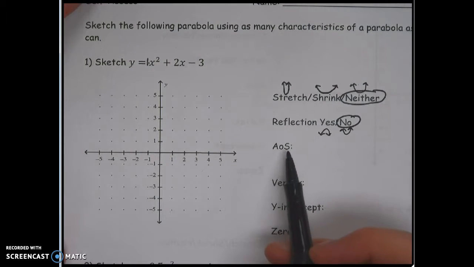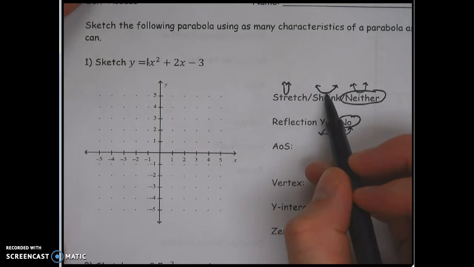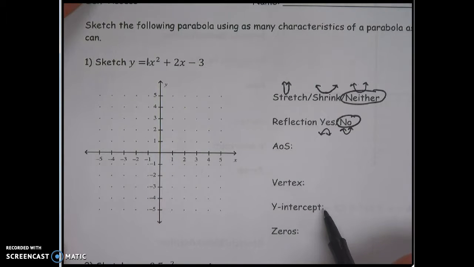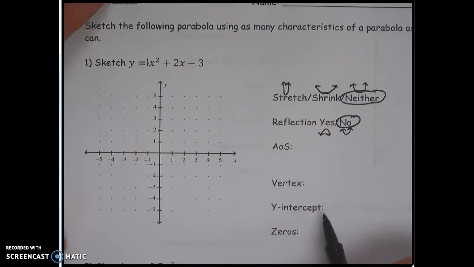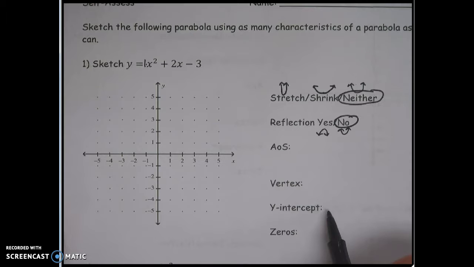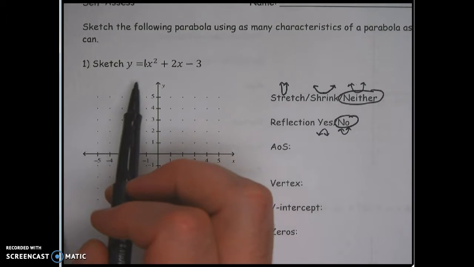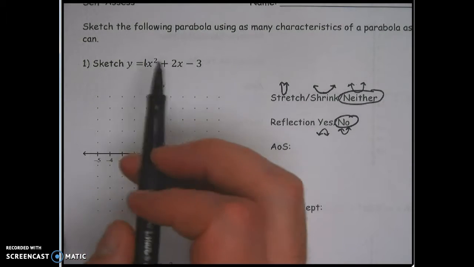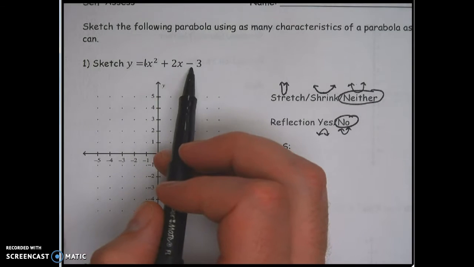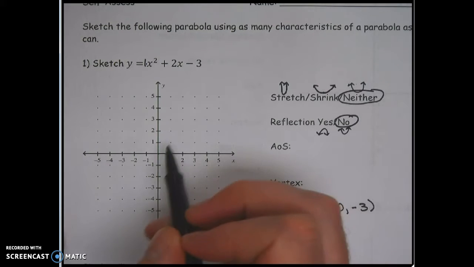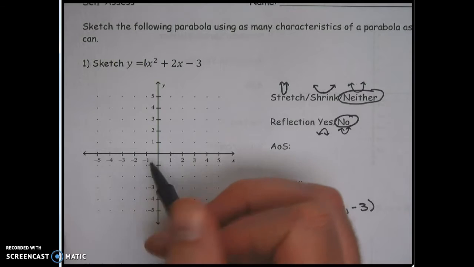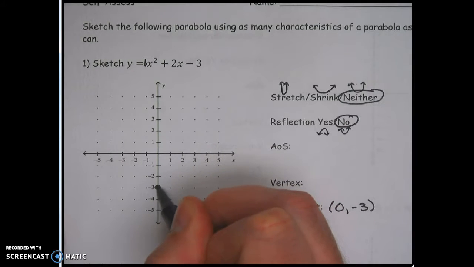We also can find the AOS, which is the axis of symmetry. We can find the vertex, which is that turnaround point. We can find the y-intercept, and we're going to introduce something called zeros today. But before we do any of that, the y-intercept's the next easiest thing to find. That's always going to be our c value in a standard form quadratic. a is 1, b is 2, c is -3. So we know our y-intercept is (0, -3). It's 0 because if it's going to be on the y-axis, it doesn't move over at all. So we can plot in that point (0, -3).